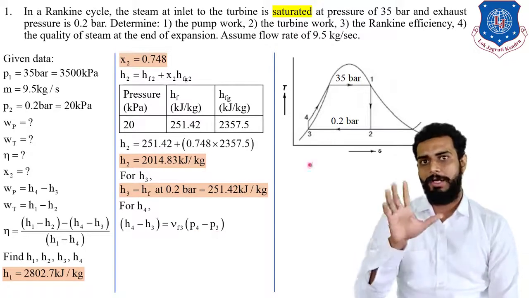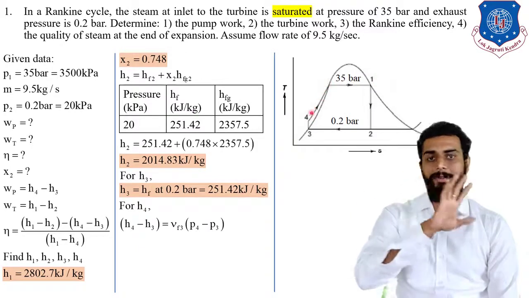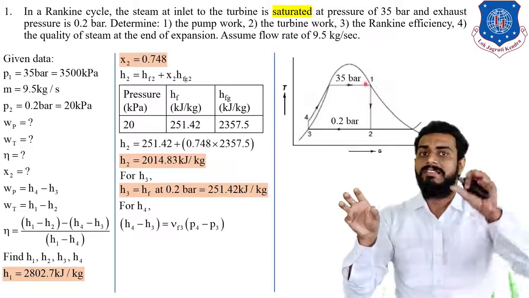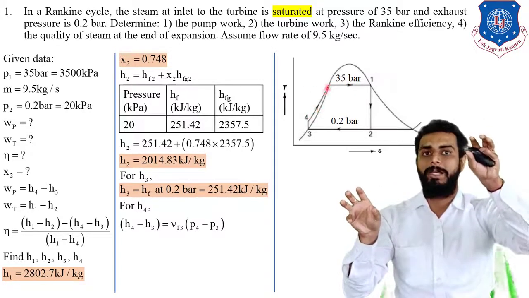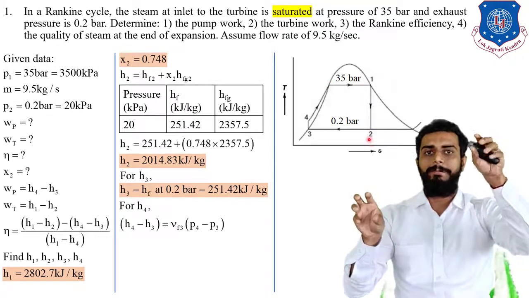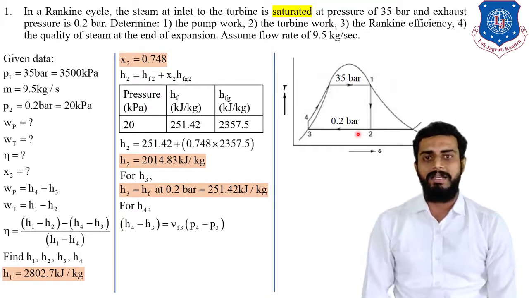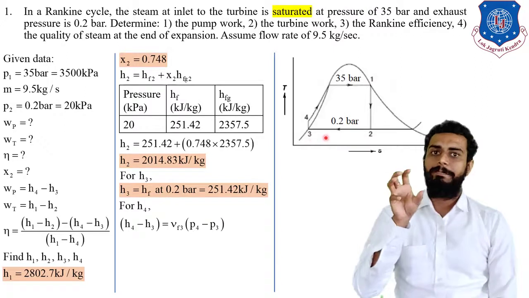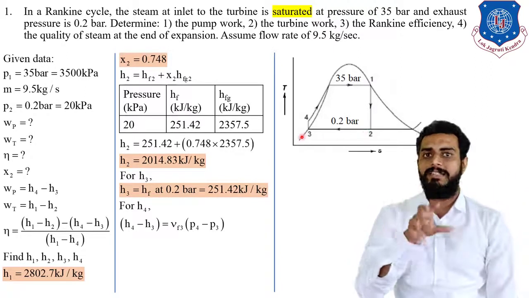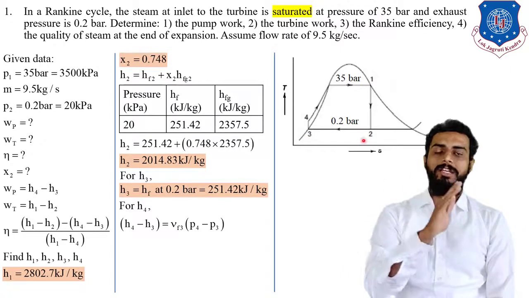Now see students, I have already told you, process 4 to 1, the whole process is taking place at constant pressure. That means whatever pressure you have at point number 4, the same pressure will be there at point number 1. So P1 and P4 are the same. That means P4 is equal to 35 bar or 3500 kilopascal. And P3 and P2 will be the same. So P3 has the value 0.2 bar. Clear? So P4 and P3 we already have.